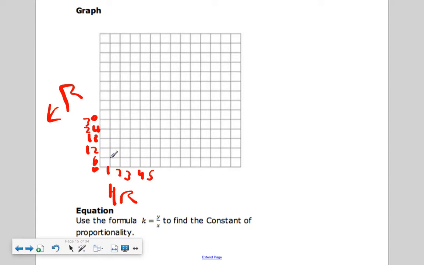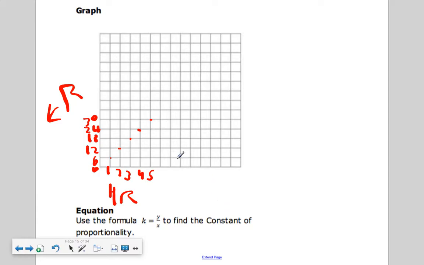So 1 hour, she earned $6. 2 hours, she earned $12. 3 hours, she earned $18. 4 hours, she earned $24. 5 hours, she earns $30. Is it increasing at the same rate? Yeah, it seems like it's increasing $6 for every hour. Up $6 for every hour.